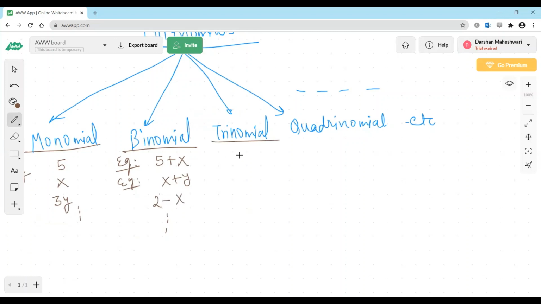Trinomial likewise has three terms. For example, 2 plus x square, or 5 plus y plus z, etc. Quadrinomial has four terms likewise. So 1 plus x plus y plus z. This is a quadrinomial, etc.